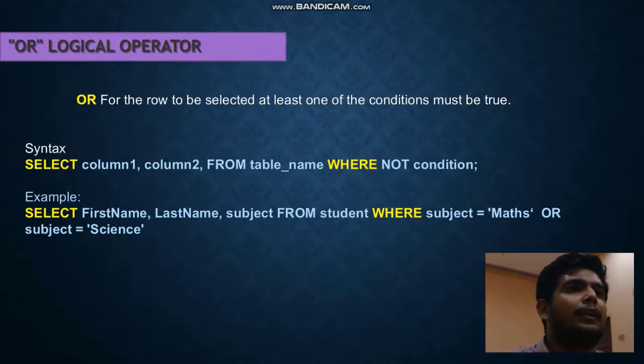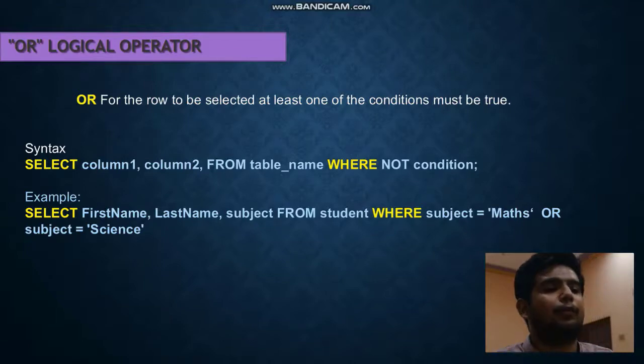OR logical operator. For the row to be selected, at least one of the conditions must be true. Syntax example.